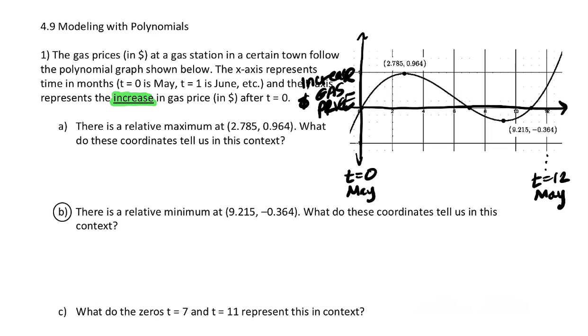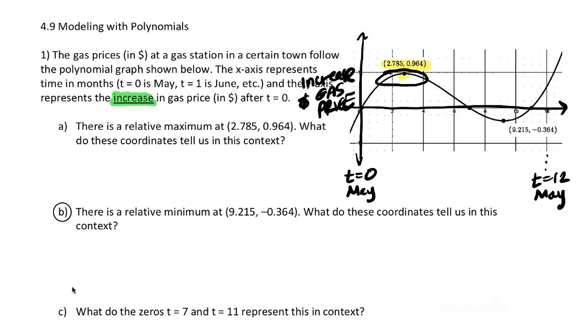So part A says there's a relative maximum at 2.785, 0.964, so this point right here. So that's called a relative maximum. We call it relative because points over here might go higher, like they look like they are higher. But we call it relative because relative to points around it, all this neighborhood around it, it's the highest point in the neighborhood. So that's a relative maximum. Maybe there's a point out here that's higher, like this point right here. We might call that an absolute maximum because on the graph it's the highest on the graph.